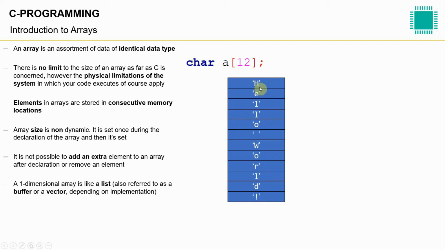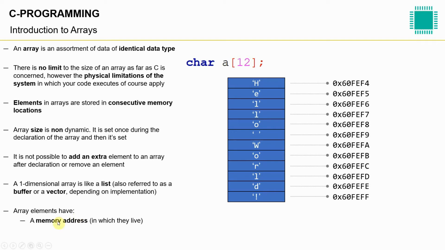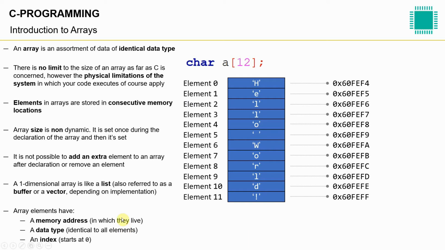So each space here gets its own character. Now array elements have a memory address in which they live, just like everything else, and they are basically one character per array element, as you can see here. They have a data type identical to all elements, and they also have an index which starts at 0. So the first element is element 0, the last element is element 11, and this array goes from 0 to 11, which is 12 different elements as part of the array.